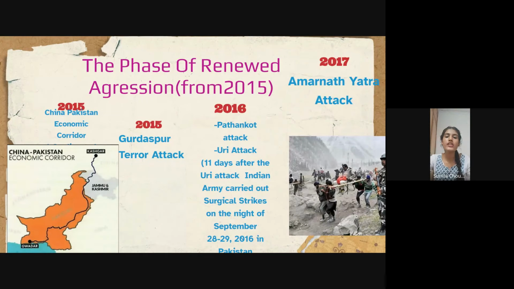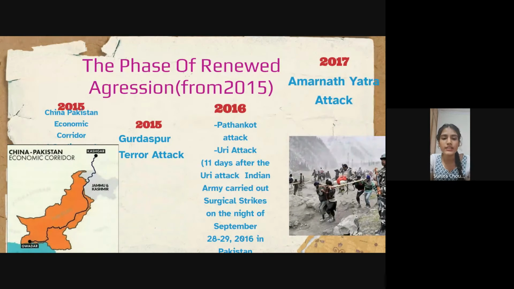After that, the phase of renewed aggression came, from 2015 till now. Now, it started when Pakistan and China both created the China-Pakistan Economic Corridor. Now the problem was not that both nations, Pakistan and China, were creating the China-Pakistan Economic Corridor, but the problem lay in that this corridor was being built on disputed land, that was Gilgit-Baltistan, and India was against it. That how can you make or pass a corridor through disputed land?